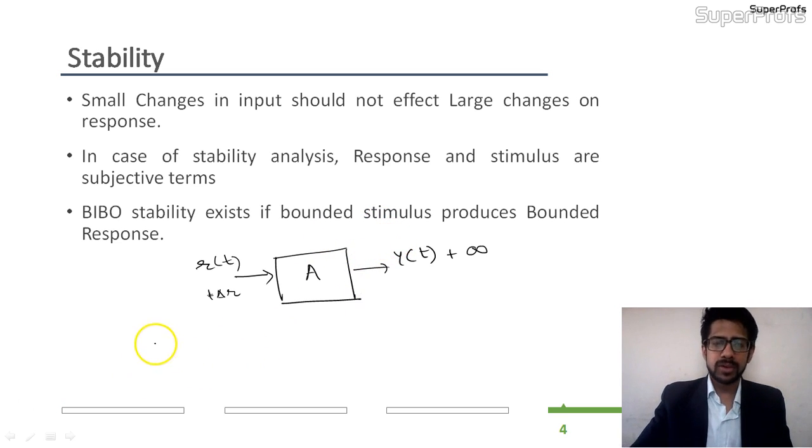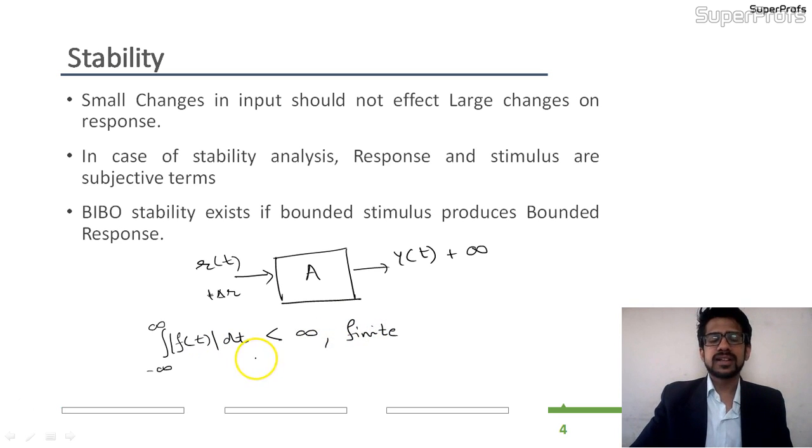Now what is known as bounded? A signal is bounded if the integration of that particular signal from minus infinity to infinity is finite. Let us say that signal is f of t. Taking the mod of that signal, the integral of |f(t)| dt is less than infinity, or finite. Such signals are known as bounded signals. Let us take an example of the signal e raised to at.